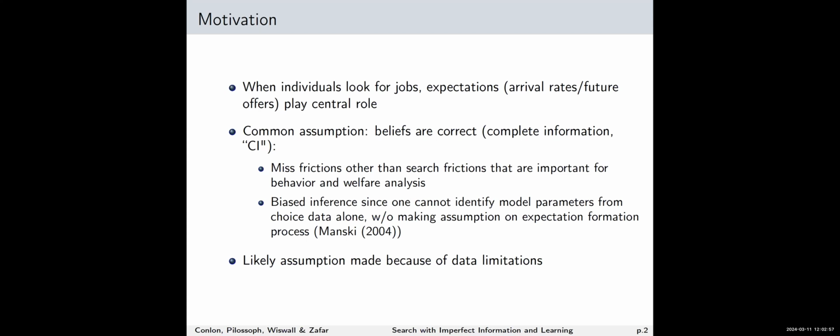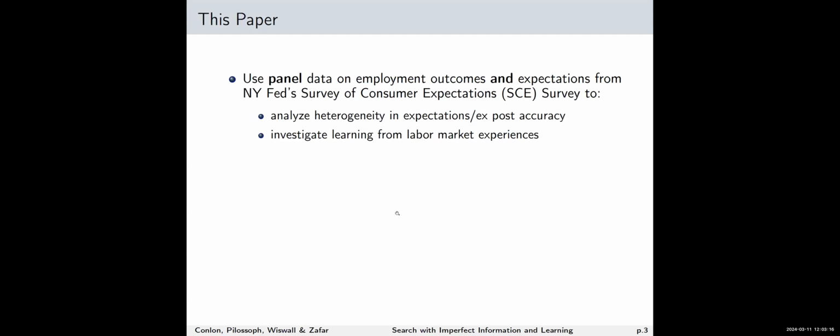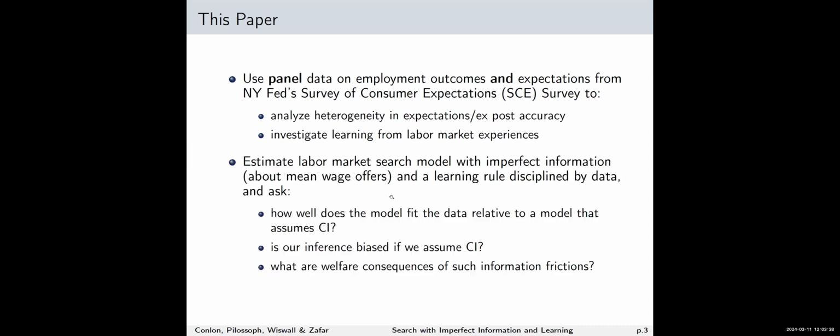I think the reason we've typically gone with the complete information assumption is that introducing expectations and learning into these frameworks would require a lot from the data that is typically difficult to get, although it's becoming much more prevalent. So in this paper, we're going to use panel data from the Survey of Consumer Expectations at the New York Fed to think about heterogeneity in expectations as well as accuracy in those expectations. We're also going to use the panel dimension to investigate the degree of learning from labor market experiences about the objects I mentioned earlier. Again, we're going to focus on arrival rates, the probabilities of receiving an offer, and the value of offers that people are going to receive.